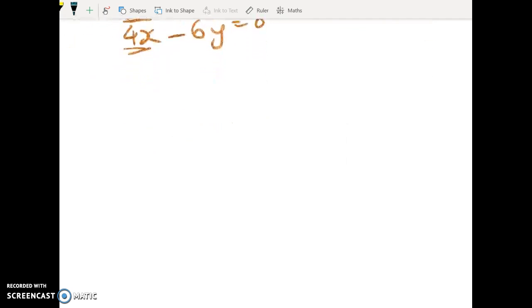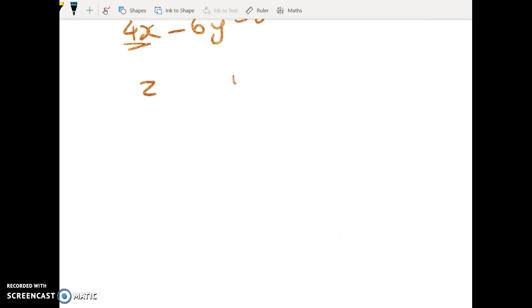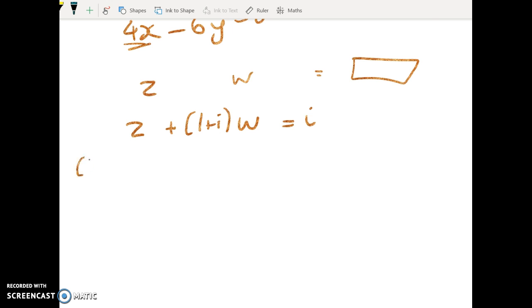I'm going to take my two equations from that question, and I'm going to write them in order. So I have z in this column, w in this column, and then equals the constant part over here. So what do I get? Well, I've got z plus (1 plus i)w is equal to i, and then (1 minus i)z plus iw is equal to 1.